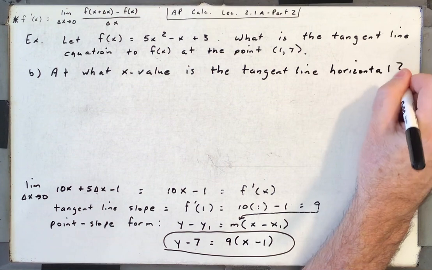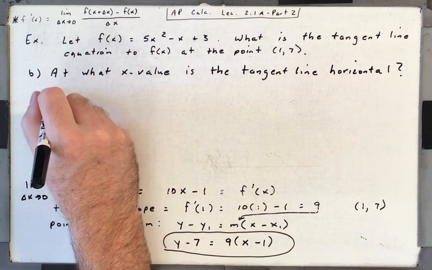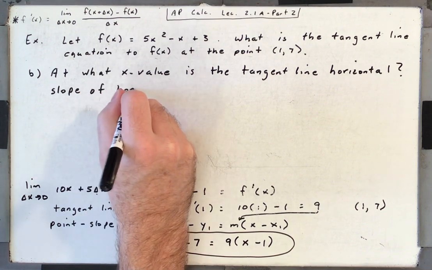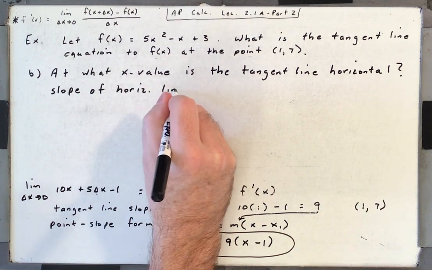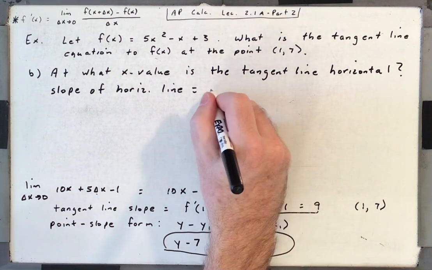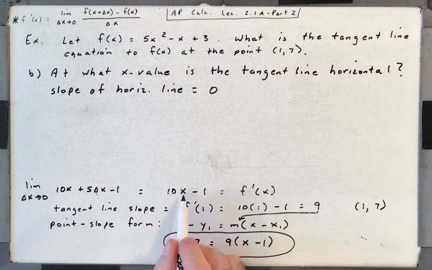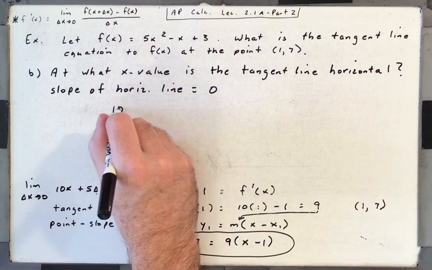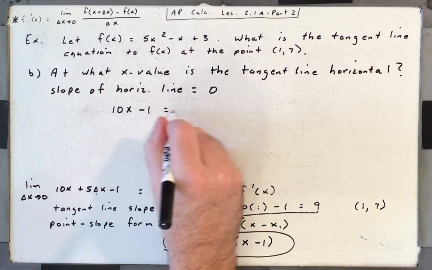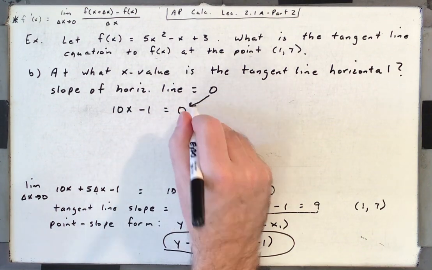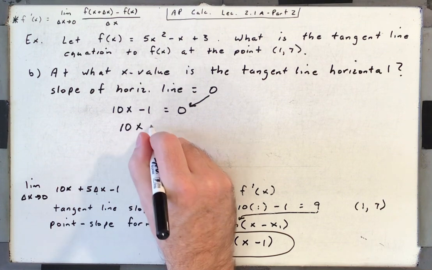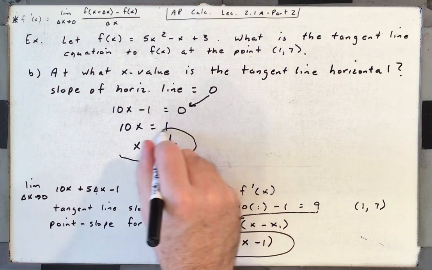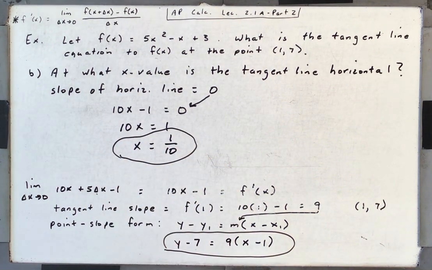Okay, so what is the slope of a horizontal line? What is that? Well, it's 0. And we know this equation, 10x minus 1, is the slope. So we just set 10x minus 1 equal to 0 and solve for x. So 10x is equal to 1, x is equal to 1/10. All right, that's all there is to it.